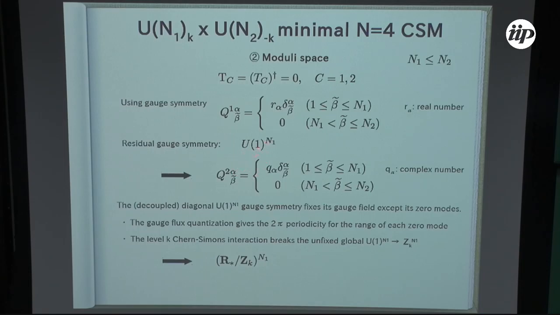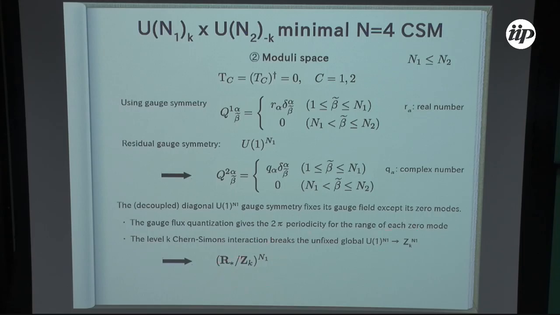But there is still the U(1) gauge symmetry remaining, and this symmetry fixes the gauge field except its zero mode. The gauge flux quantization gives a 2 pi periodicity of the range of each zero mode of the gauge field, and the level k Chern-Simons interaction breaks this unfixed global U(1)^N to some discrete gauge group. This is the same as in ABJM to obtain the moduli space.